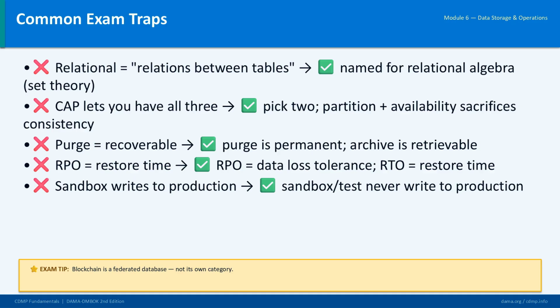Fourth, RPO is your data loss tolerance and RTO is your restore time target, people reverse these constantly. And fifth, sandbox and test environments never write to production. One bonus, a blockchain is a federated database, not a standalone category. Know these and you'll dodge the chapter's favorite tricks.